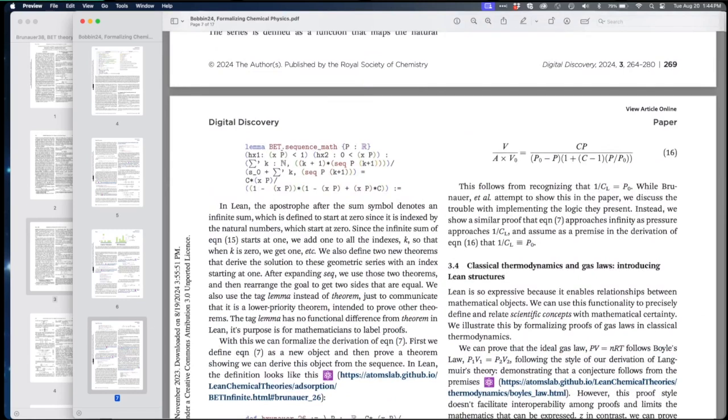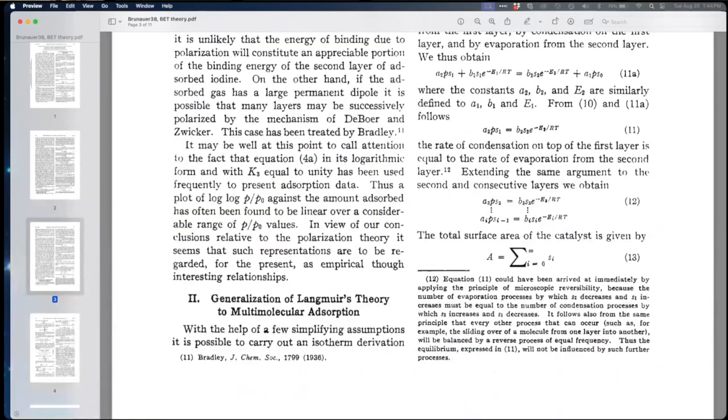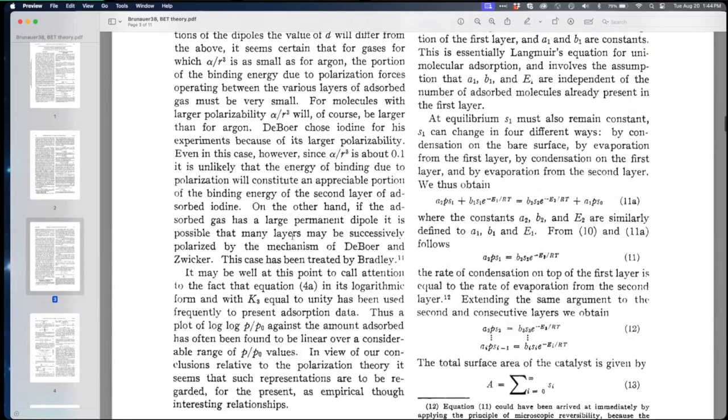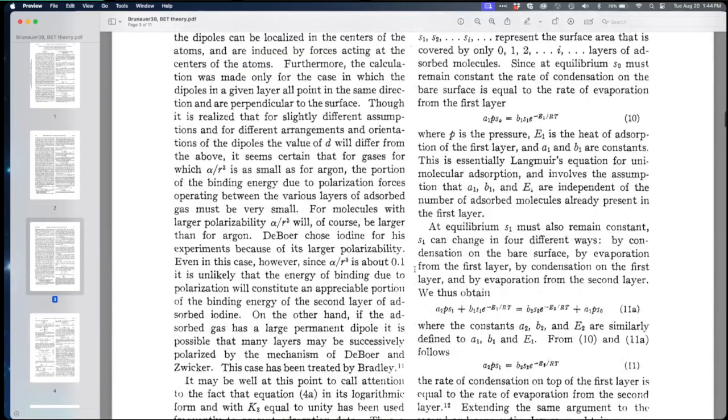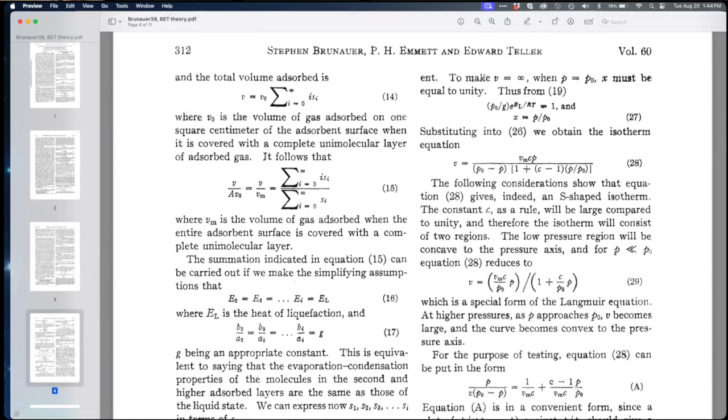In their paper, they said, let me take, down here, let me take the limit as my loading goes to infinity, and then at that condition I set P equal to P0, and then I find that my CL should be equal to 1 over P0.